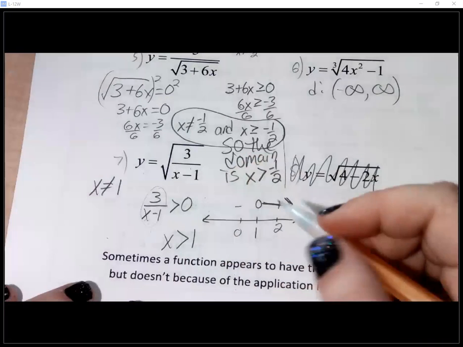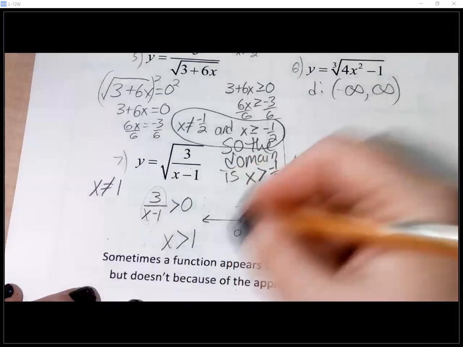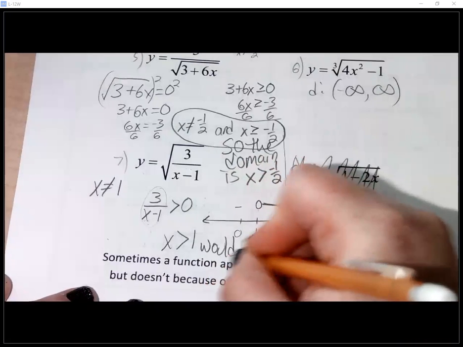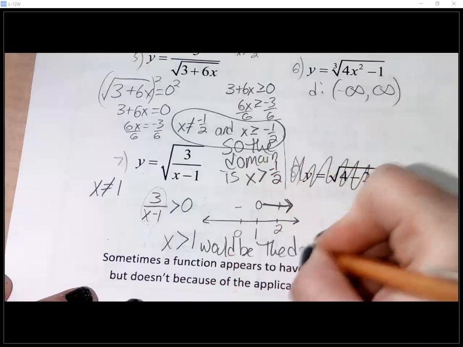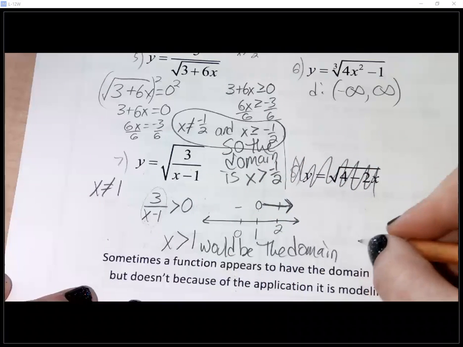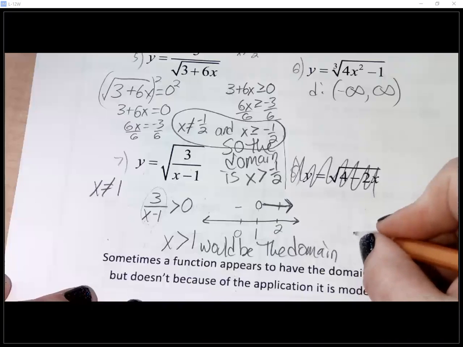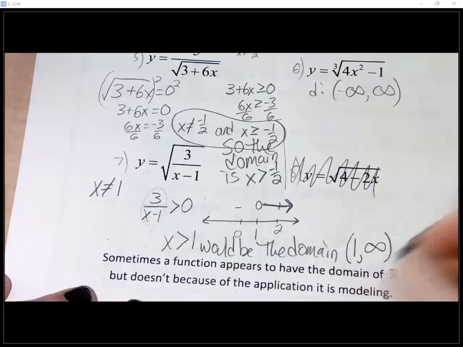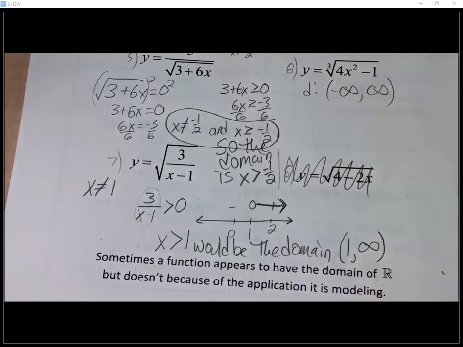Okay, so if you're going to write that in interval notation, what would the domain be? X is going to be greater than 1, so I'm not going to include 1 itself, but I can have everything after it. Okay, how are we feeling?